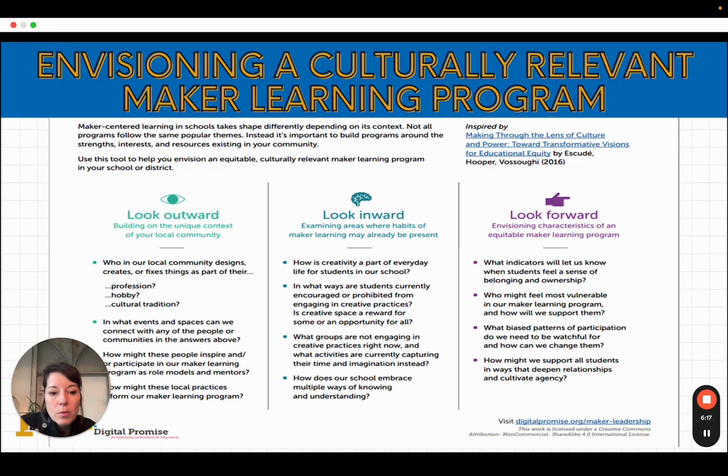And then to look forward to what you want the future of your space to look like. What indicators will let you know that students feel a sense of ownership over the makerspace, or who might feel most vulnerable in that maker learning program, and how do you figure out ways to support them? Each of these questions are really great to identify with your STEM committee to answer and to really think about how you reach all students equitably and how to involve the community.